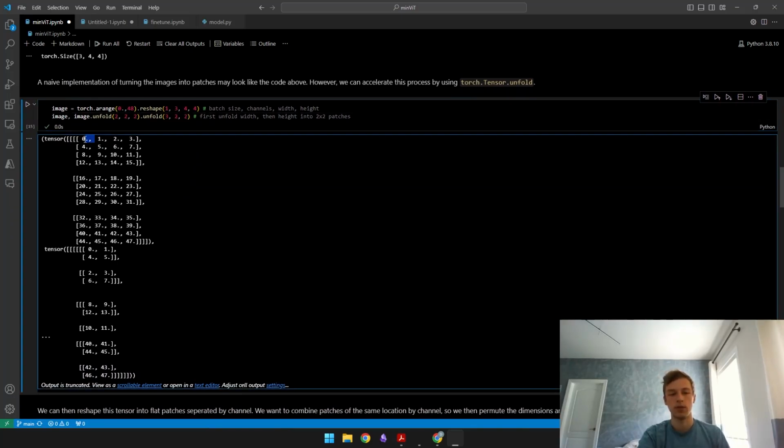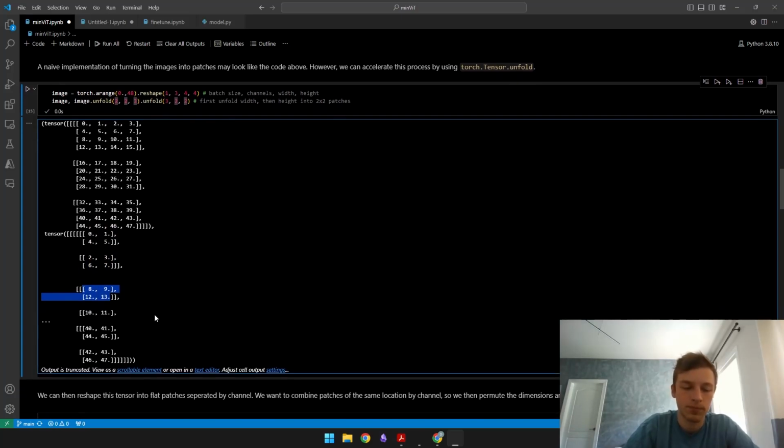So here, this upper left corner, 0, 1, 4, 5, would be the upper left patch of the image, if this is a 4x4 image and we're separating it into 2x2 patches. So here, this would be the upper left patch then. We get the upper right patch in red and lower left and so on.